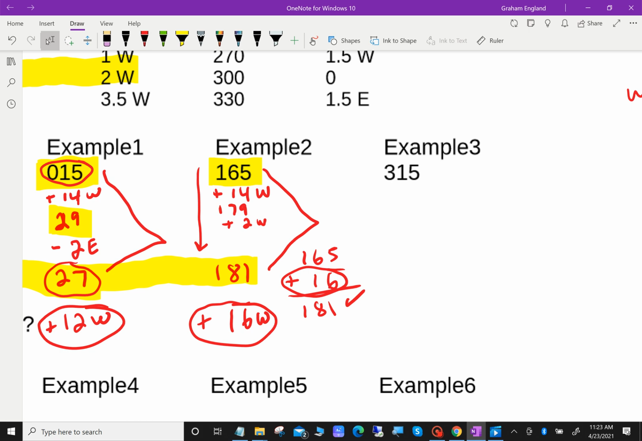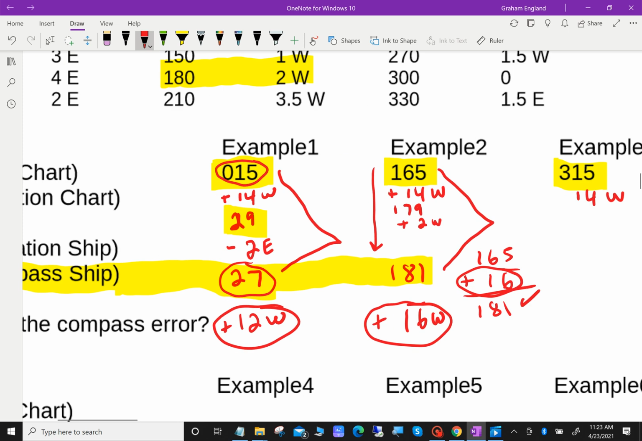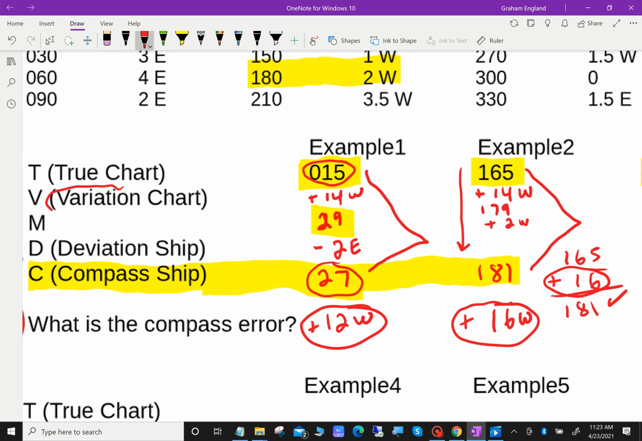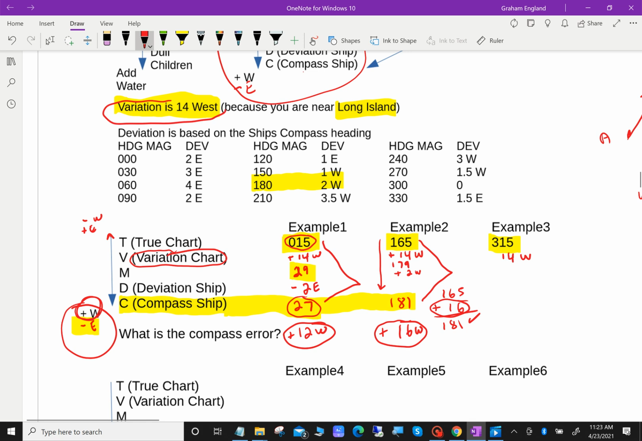Now let's do the last one on converting from chart down to compass. We have 315 is what we measured on our chart. We are going to have a 14 west. That's our variation. Why is it our variation? Because they told us our variation. Because we're in Long Island.